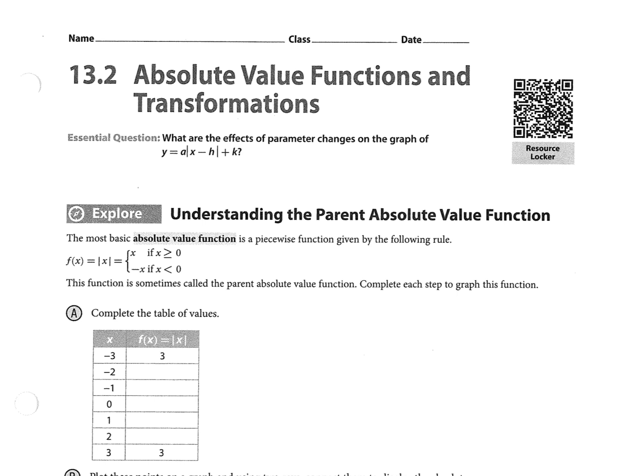So if it is a positive number, then we use the value. And if it is a negative number, then we use the opposite. Right? If we plugged in -2, the absolute value of -2 is +2. It says that this function is sometimes called the parent absolute value function. Complete each step to graph this function.